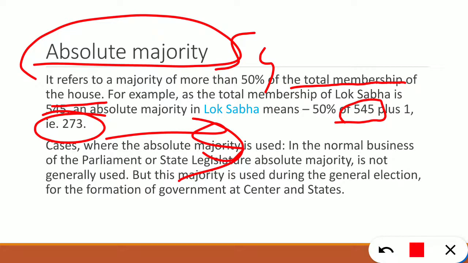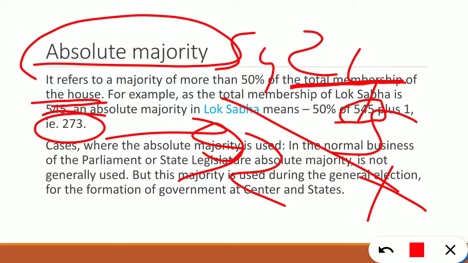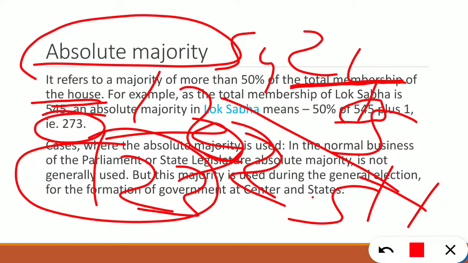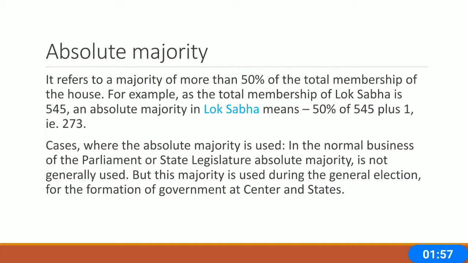For Lok Sabha it is 273, and for Rajya Sabha, the total membership of the house is 245 members, so divided by 2 plus 1, it will be 123. So 123 will be the absolute majority for Rajya Sabha.